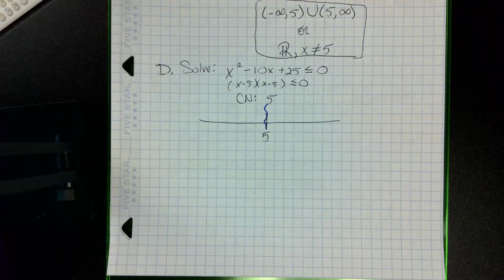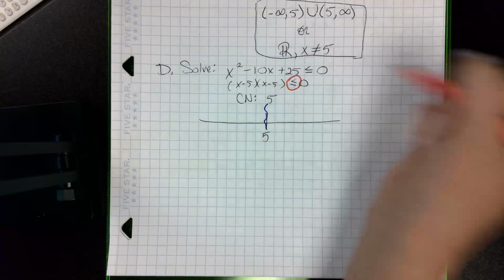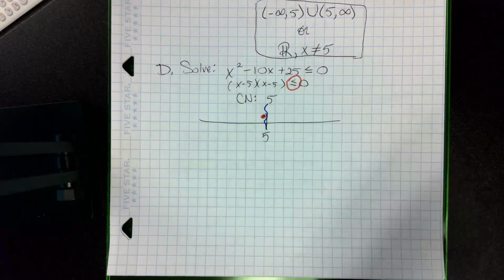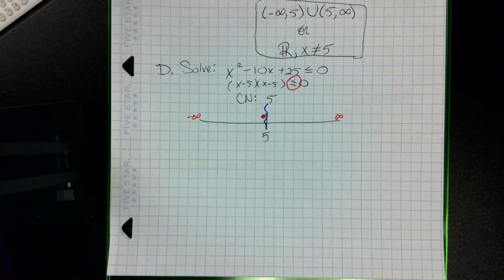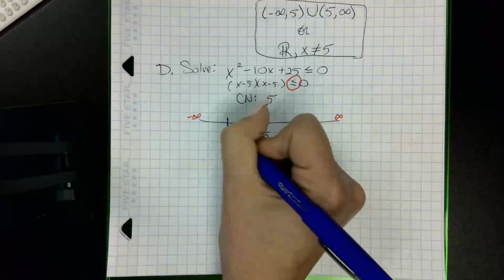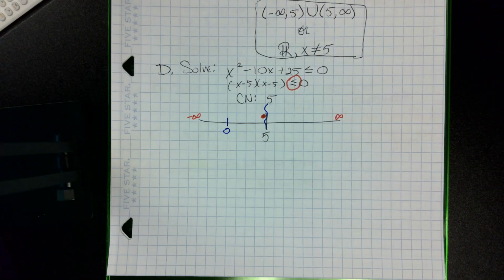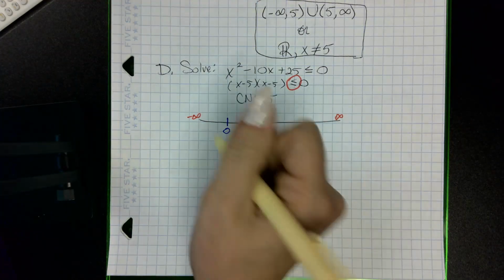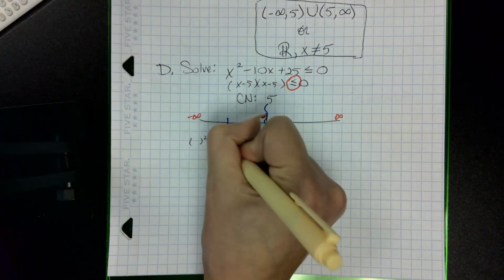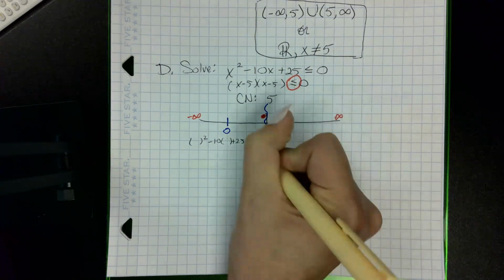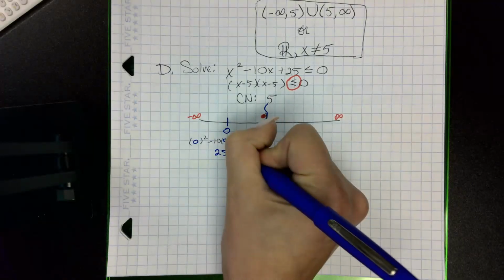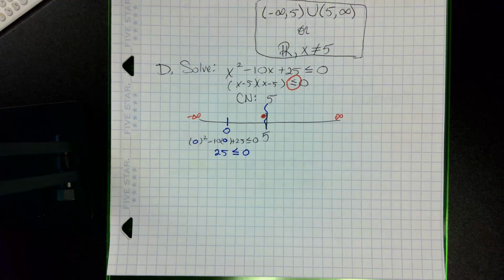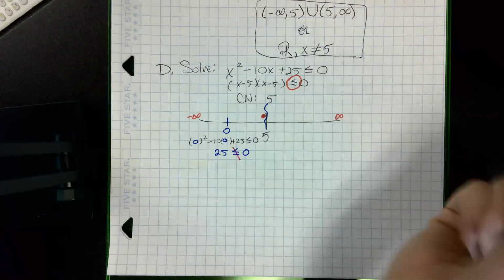Right. This will be a closed dot? Yes, because this is less than or equal to. So this is a closed dot at 5. I know negative infinity is over here, positive infinity is over here. Pick a value less than 5, so I'm going to stick with 0 like I did last time. So I have blank squared minus 10 times blank plus 25 is less than or equal to 0. I'm plugging in 0. So I get 25 is less than or equal to 0. No, 25 is not less than or equal to 0. So this section does not work.